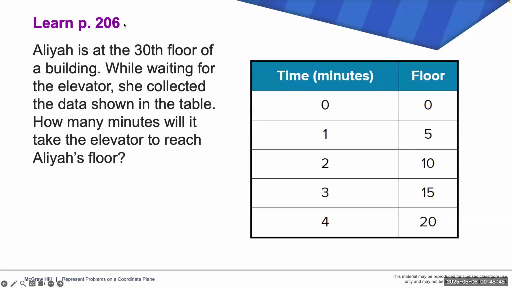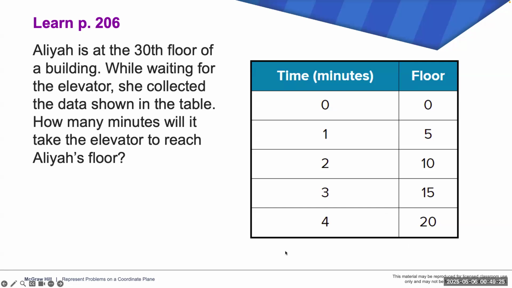Learn page 206. Alaya is on the 30th floor of a building. While waiting for the elevator, she collected the data shown on the table. How many minutes will it take the elevator to reach Alaya's floor? So at 0 minutes, the elevator is on the ground floor. At 1 minute it is on floor 5. At 2 minutes it is at floor 10. 3 minutes is at floor 15. 4 minutes is at floor 20.